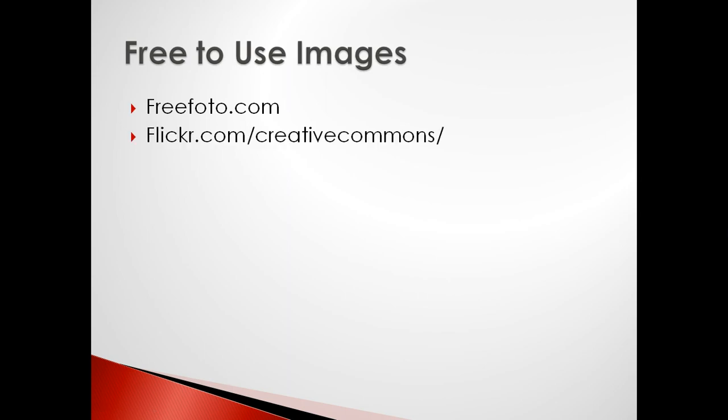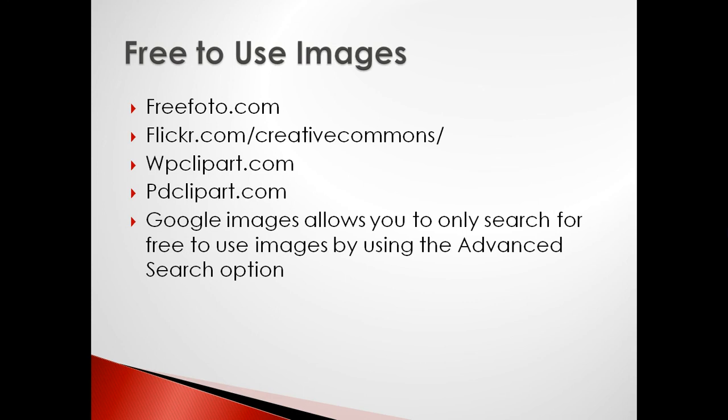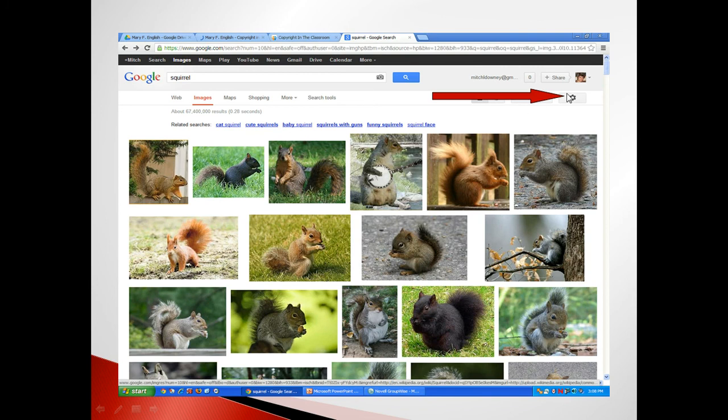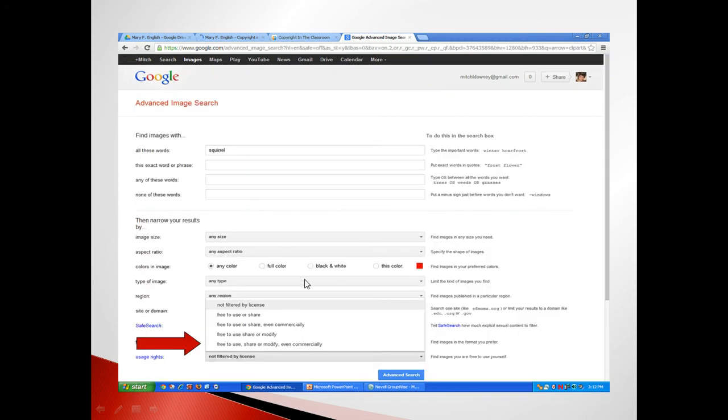So the following are some tips on how you can find non-copyrighted materials for your classroom. If you want free to use images, you can use sites like freephoto.com, flickr.com/creativecommons, wpclipart.com, pdclipart.com, and Google Images allows you to only search for free to use images if you use the advanced search option. You can do that by clicking right here through your Google Images, and then down here where it says usage rights, you can select based on what type of Creative Commons license the picture is using.